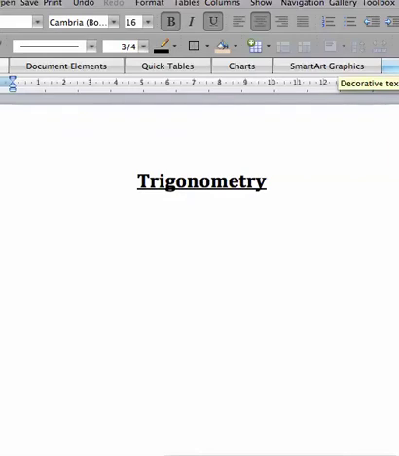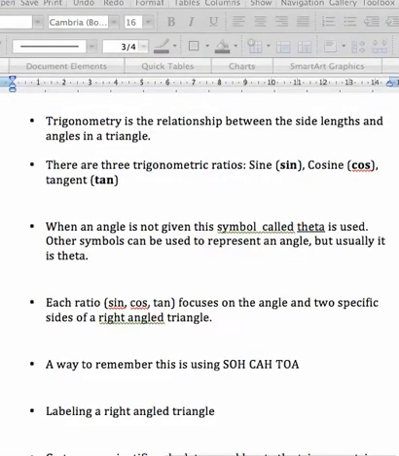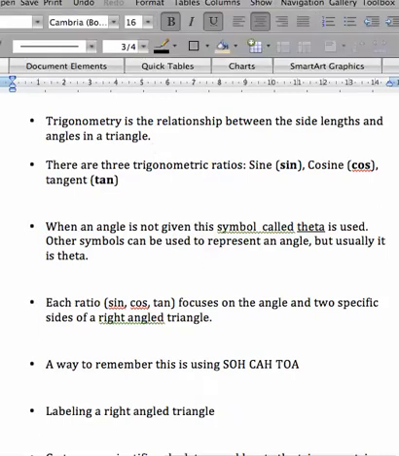Hi, this lesson is an introductory lesson to trigonometry. Now there are some points we'll need to go through, and please write down any important points, especially if they're new to you. Trigonometry is easy to understand if it's explained properly to you, and it's the relationship between the side lengths and angles in a triangle.